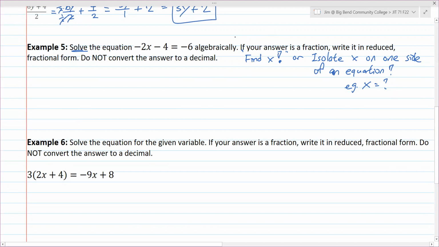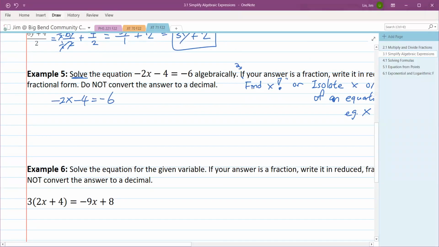And then there's an additional instruction. If your answer is a fraction, write it in reduced fractional form. And then decimals are not allowed. So let's take a look. How do we isolate x? All right, so this is the question for you to practice, right?